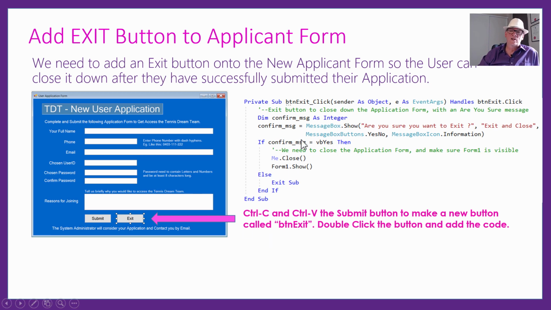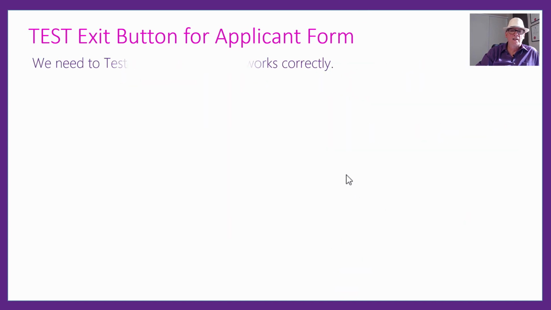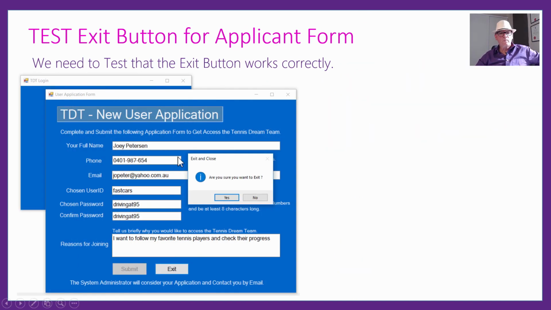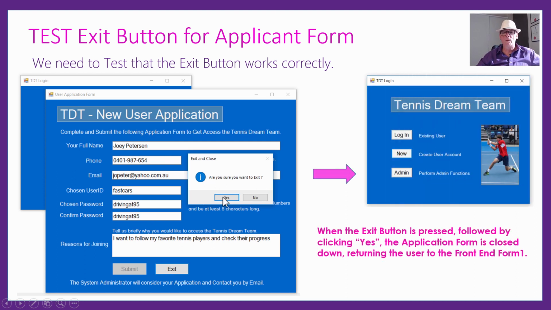Double click on that button, and this is the code you need. So we're going to have the are you sure message sort of thing on there. And if they are sure, this current form me.close, we'll close this form off and make sure the original front end form, form1.show, is showing up. Otherwise, we won't do anything if they've clicked no. So when we test that out, what happens is that they click the exit button, are you sure you want to exit? And if they click yes, what will happen is this form just closes down and disappears. It just hides and closes down that part of that little program. And we're back to our front end main menu.